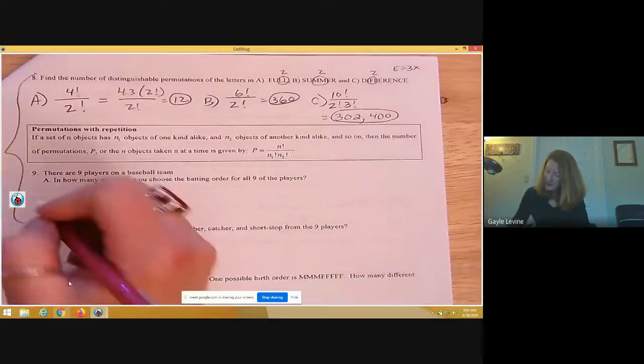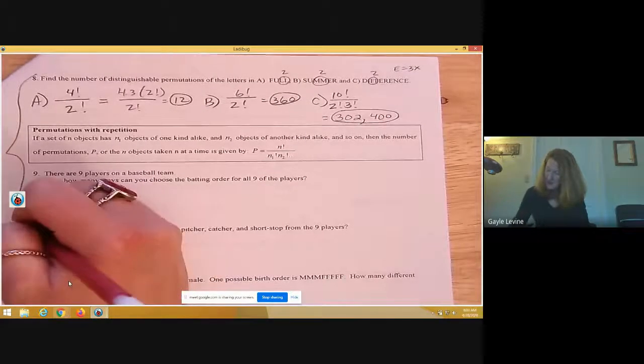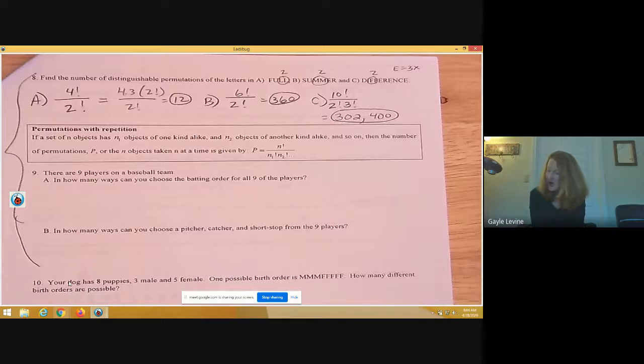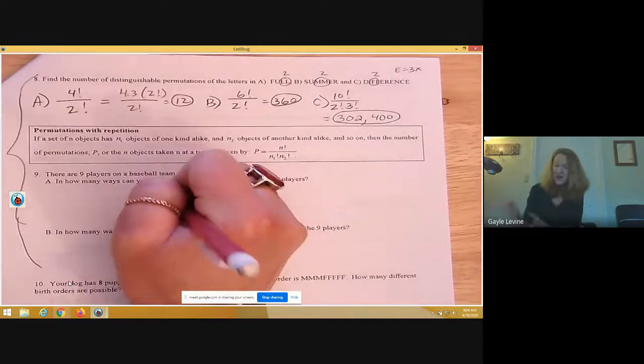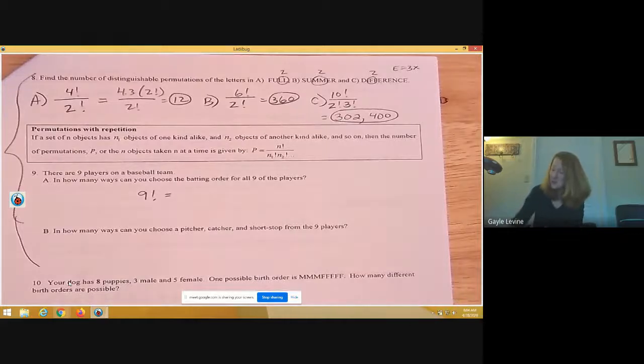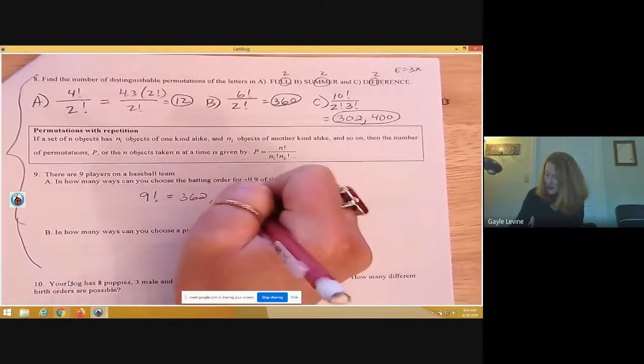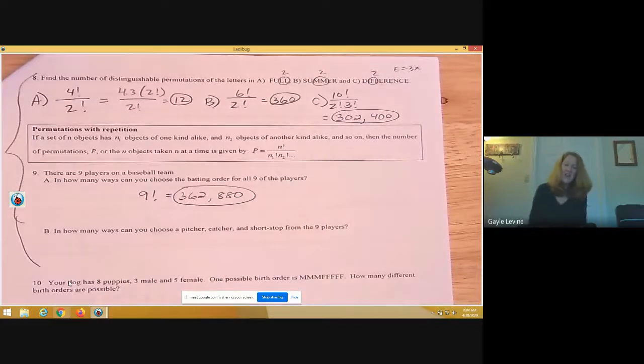Let's take a look at number 9, parts A and B. There are 9 players on a baseball team. Don't we all wish it was baseball season? For 9A, how many ways can you choose the batting order for all 9 of the players? This is a lineup of 9 players, so this is going to be pretty straightforward. It's going to be 9 factorial. I already know the answer to this one, so I'm not going to take the time to go into the calculator at this point. You should be pretty good that you can do that. You can verify that after.